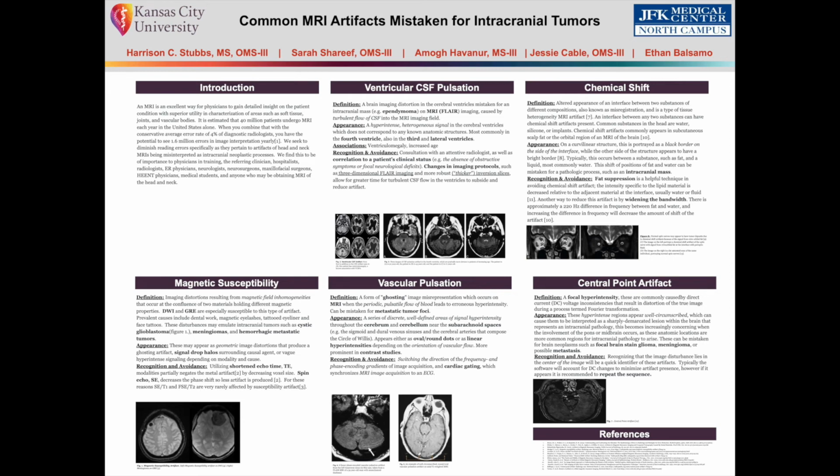Lastly, we have central point artifact, which is commonly caused by direct current voltage inconsistencies that result in distortion of the true image. This appears as a well-circumscribed focal hyperintensity and becomes increasingly concerning with involvement of the pons or midbrain. It can be mistaken for brain neoplasms such as focal brainstem glioma, meningioma, or possible metastasis.